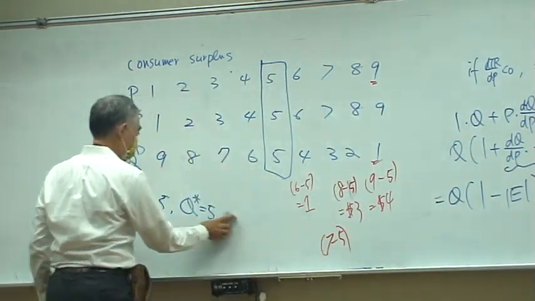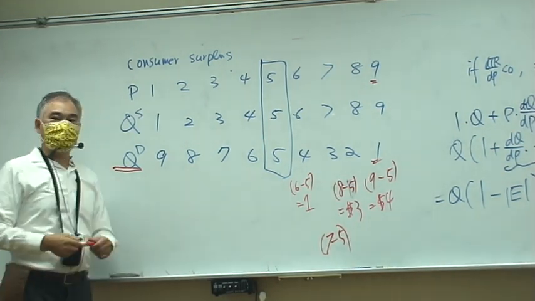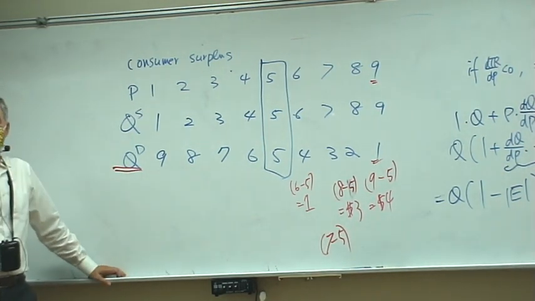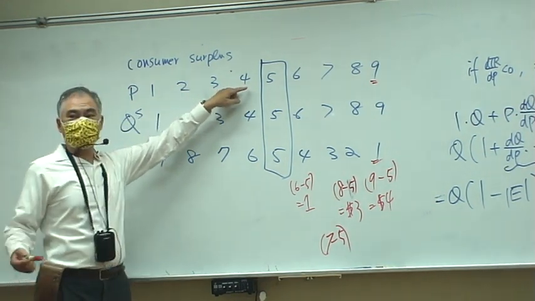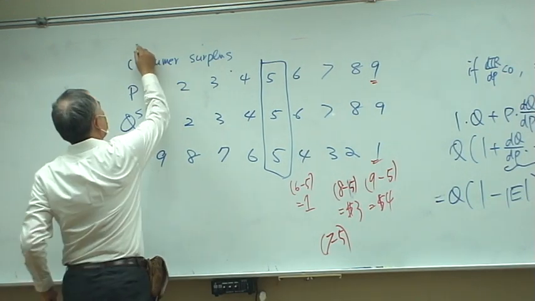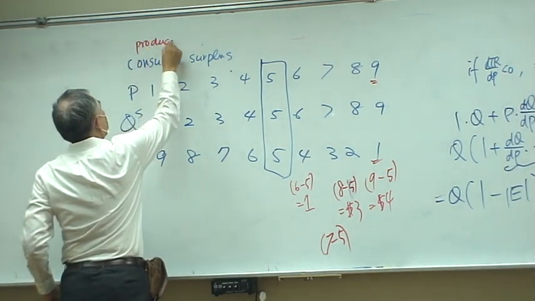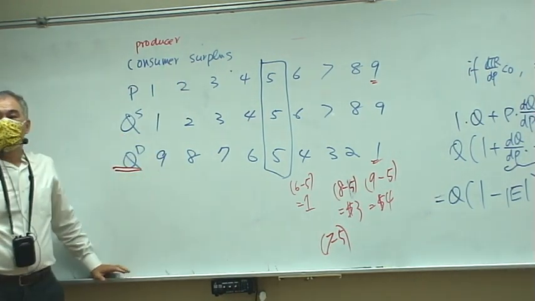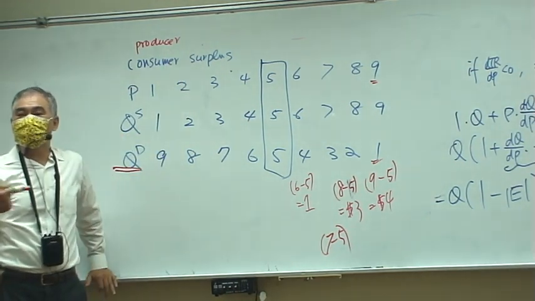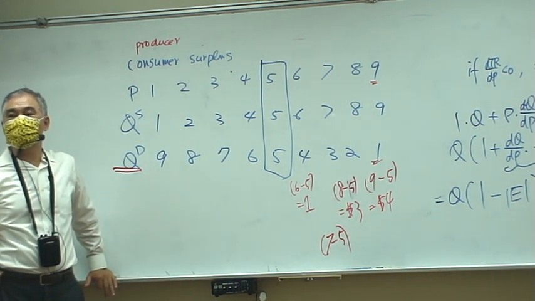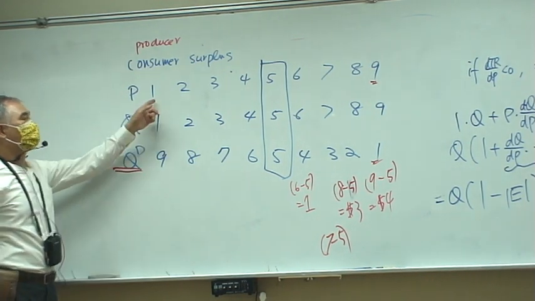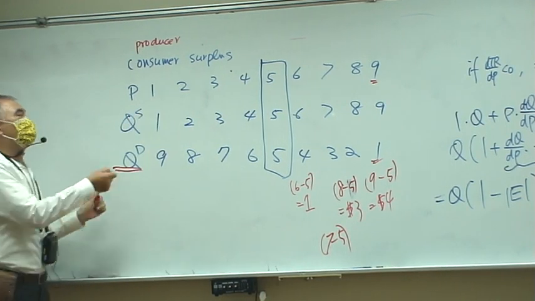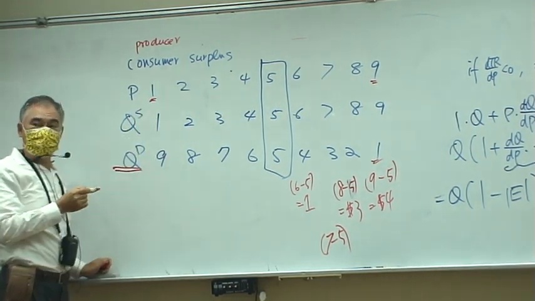Producer surplus. The direction is a little bit different, but the reasoning is the same. Producer surplus is the amount the producer is willing to accept and what he actually gets paid. The amount he's willing to accept and the amount he actually gets. So when it is 1 unit, he is willing to get $1. But how much does he get?